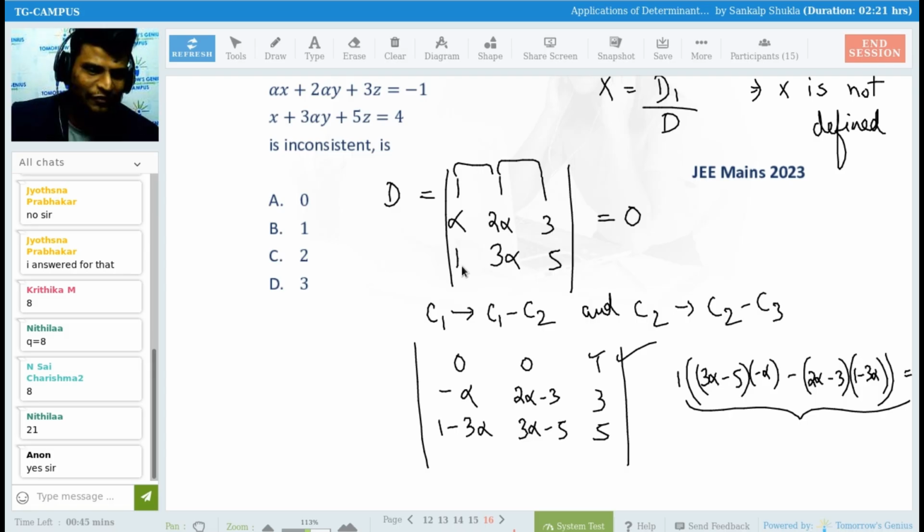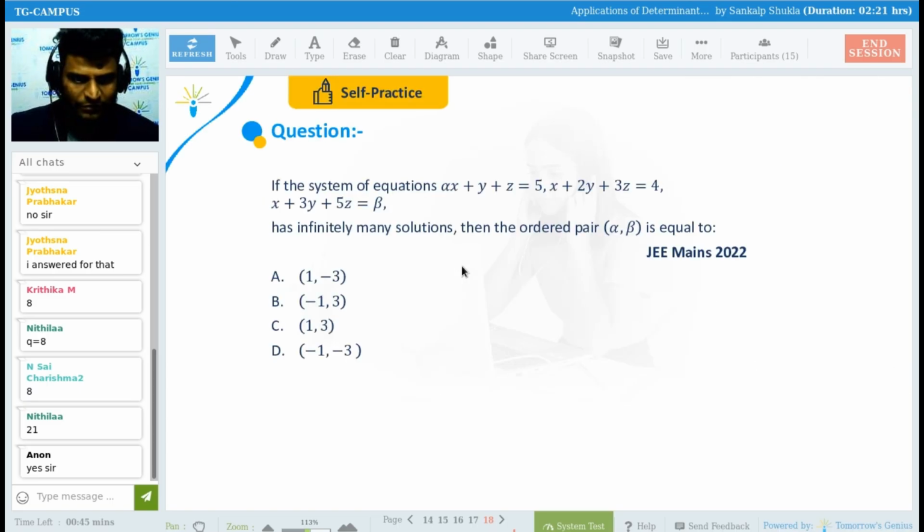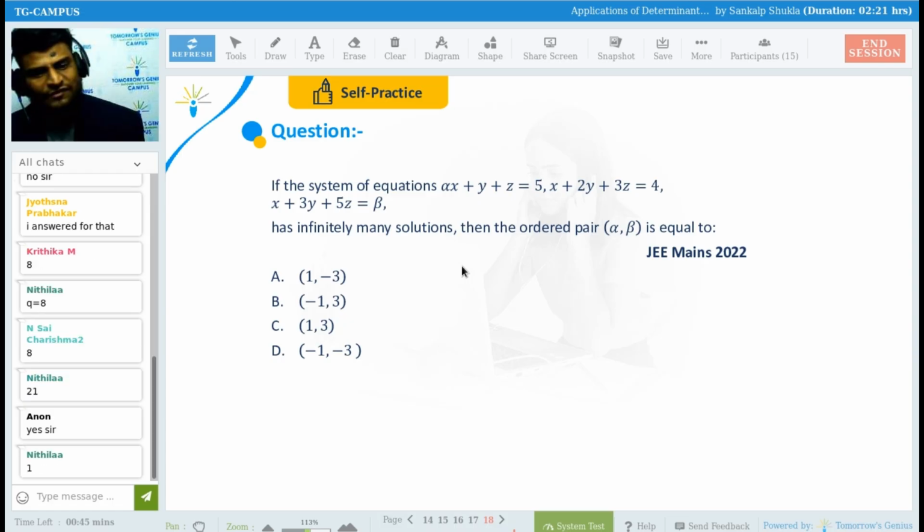Can anyone please let me know the value of alpha? It is taking too long. Alpha is equal to 1. Yes, alpha is equal to 1 is the correct answer. Yes, very good.